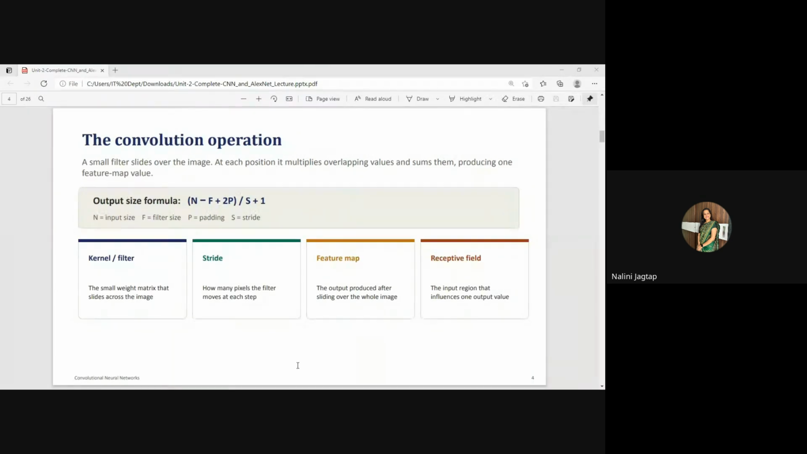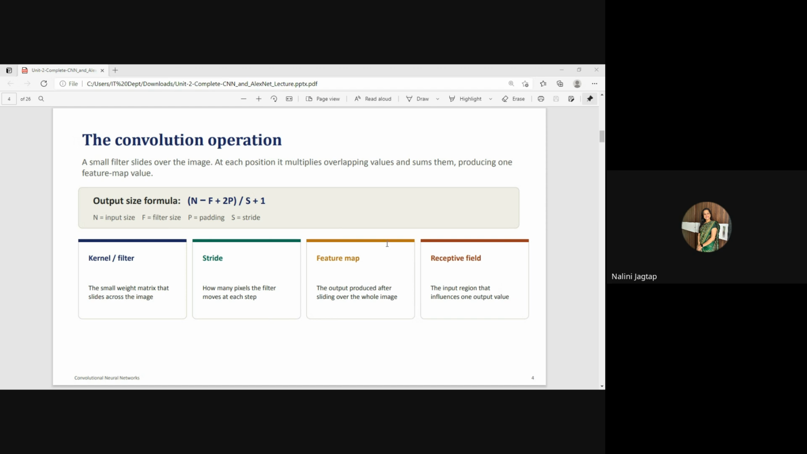Right? So convolution slides. Again, I will repeat what convolution is. Convolution is a small filter called a kernel, which slides across the image. At every position, it multiplies the overlapping values element by element and sums it up, producing a single number. It is done at every position, and so we get the feature map.